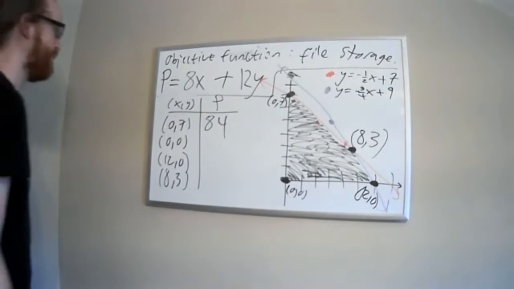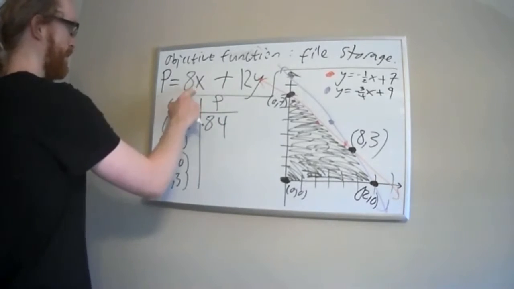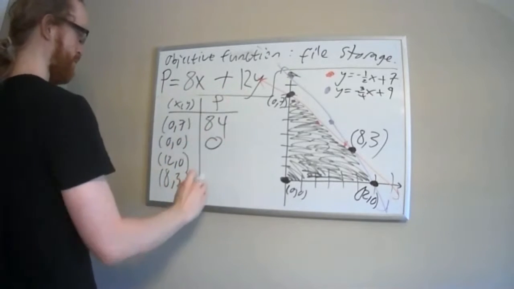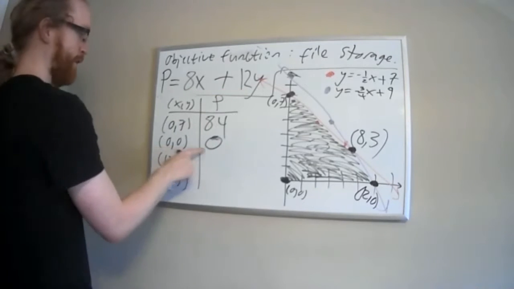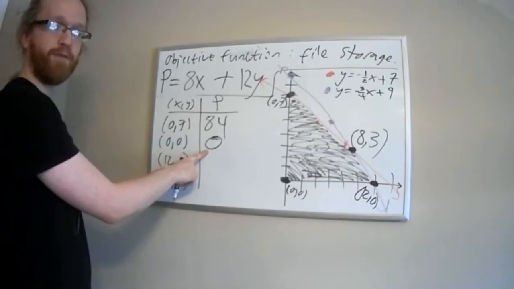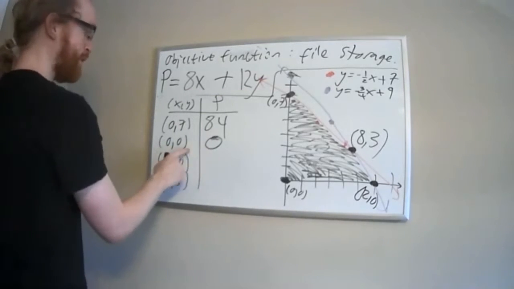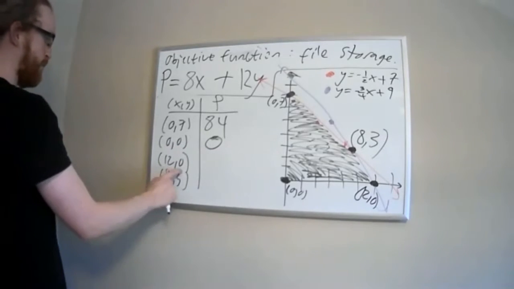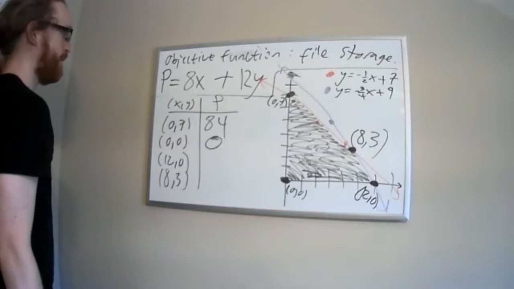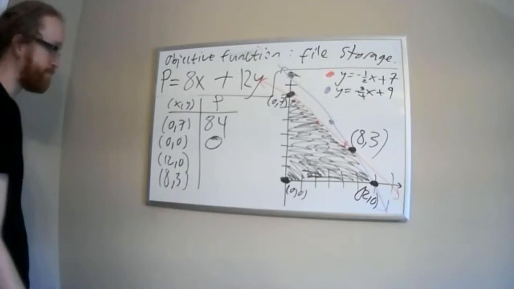Yeah, okay, that's right, 84. If I put 0, 0, I'm going to get 0 plus 0, which is 0. So obviously, if I don't buy any cabinets, I don't get any storage space for my files. So that's good that this makes sense. So there's 0, 0. 12, 0 will give me, well, 12 times 8 is 96.